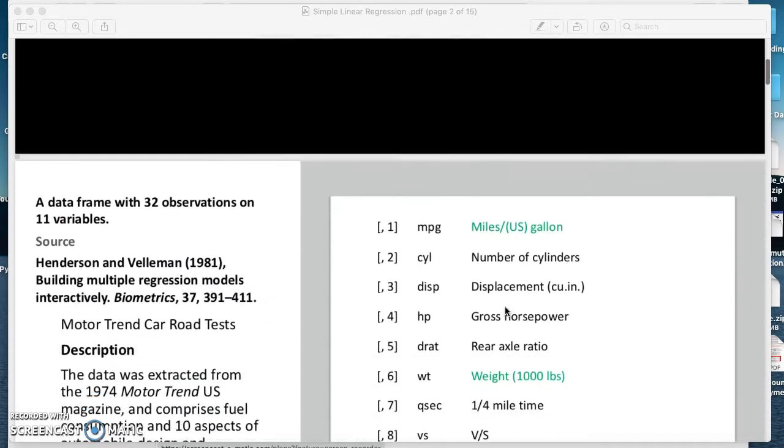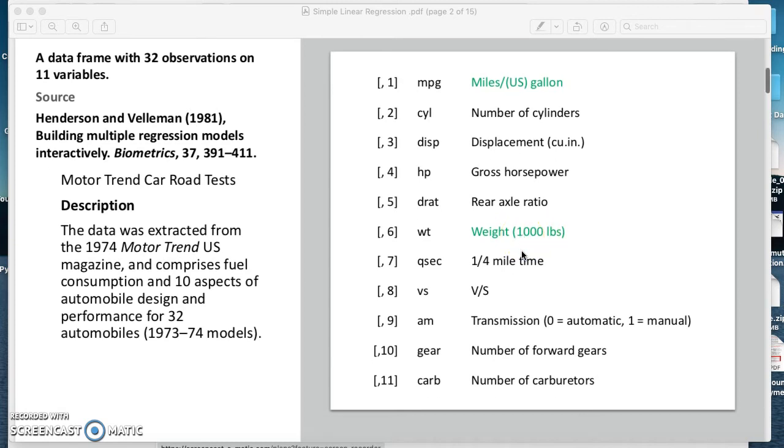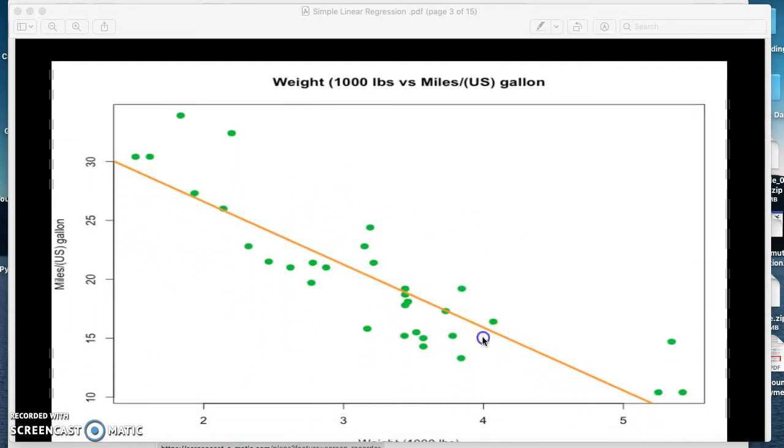Now, take this particular example. We have car performance data from 1974, and this data set has 32 observations and 11 variables, but we are going to focus only on two variables: the gas mileage, which is in miles per gallon, and the weight of the car. We are going to see whether there's a linear relationship between the weight of the car and the gas mileage. To do that, we are going to fit a linear regression, a linear line basically, estimating the gas mileage with respect to the weight.